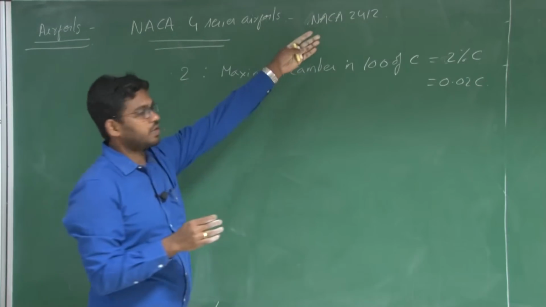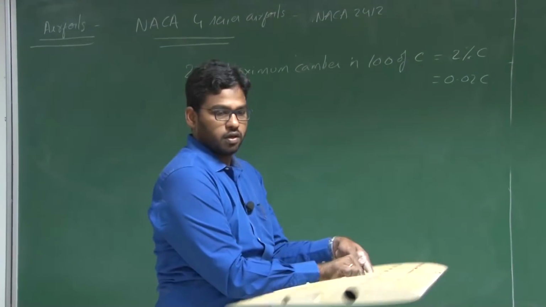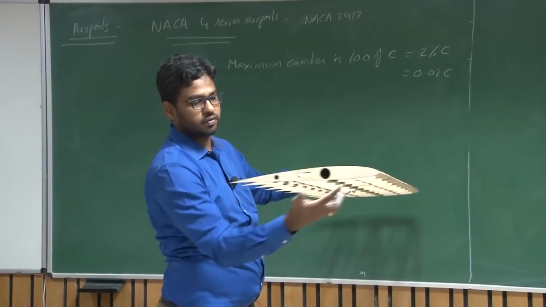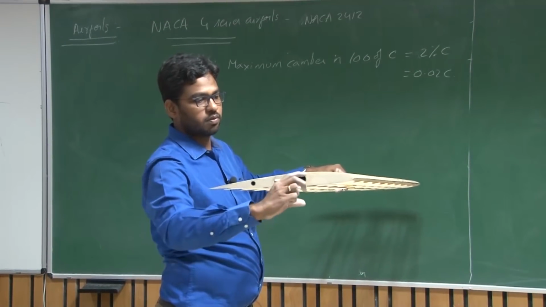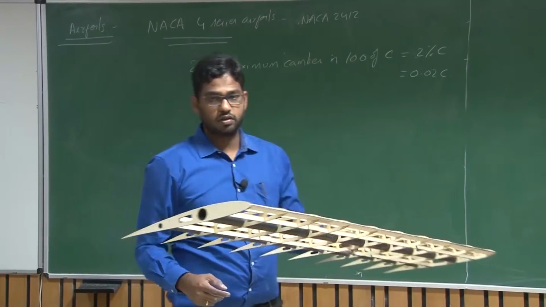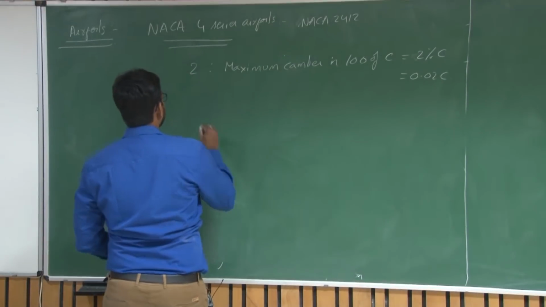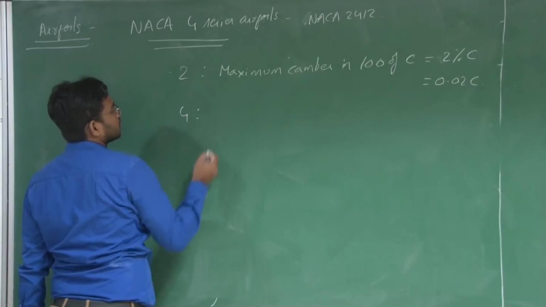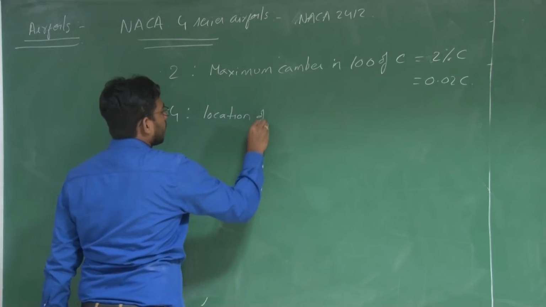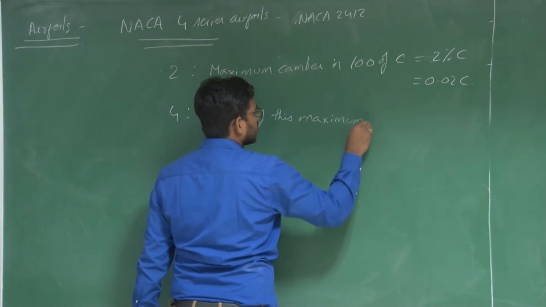Let us say this is my aerofoil. If this is a NACA 2412 aerofoil, and say this is a 1 meter chord, then the maximum camber that I have is about 2 centimeters. And the second digit 4 represents the location of this maximum camber.